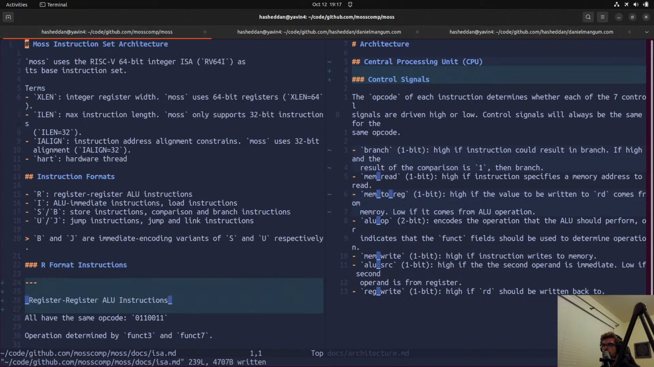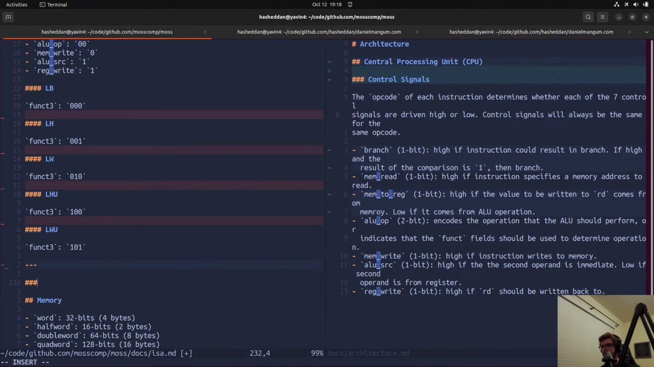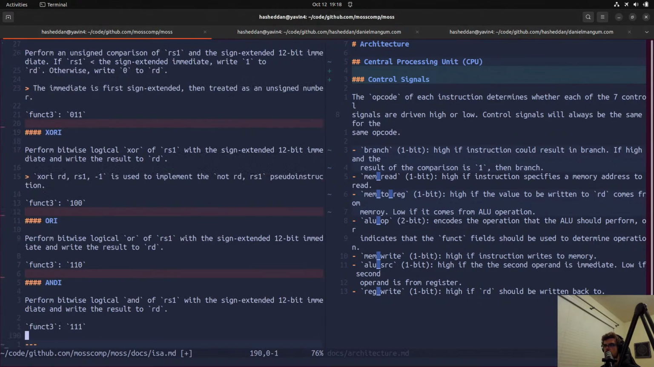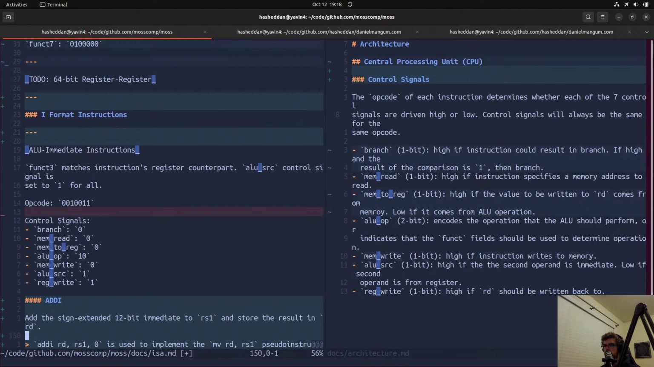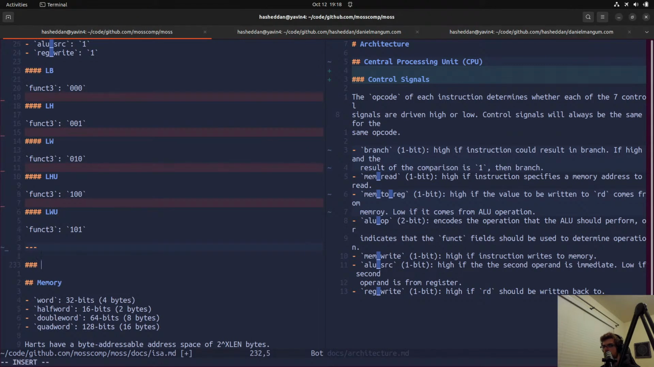So we did R and I, and then we also need to do S, B, U, and J. So maybe I mentioned we're going to talk about the B and J instructions today, but let's start off with S and U actually. And what was the I format? Okay, the S format instructions.